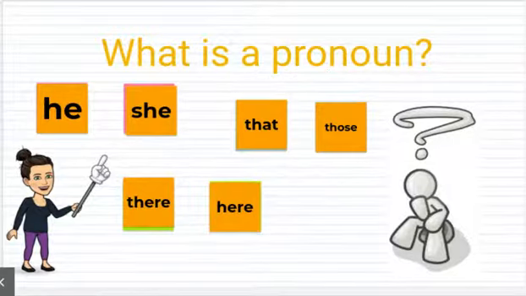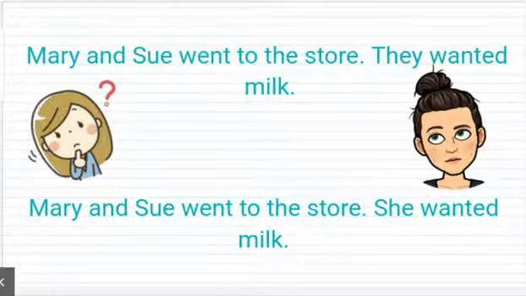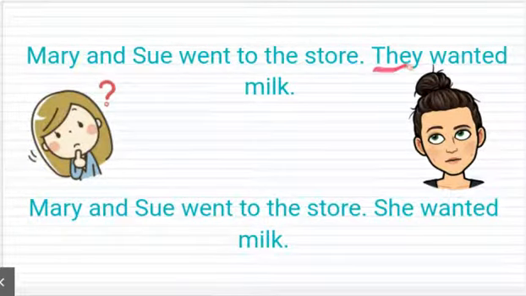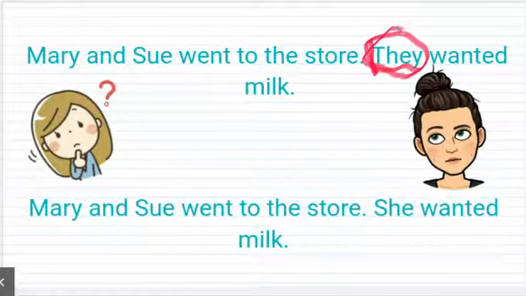All right, here we go. So we have a full sentence here. Mary and Sue went to the store. They wanted milk. So we're going to talk about pronouns and this word antecedent. So in this sentence, Mary and Sue went to the store. They wanted milk. They is our pronoun. The antecedent is whatever they refers to. So when we're using the word they here, what are we actually talking about?